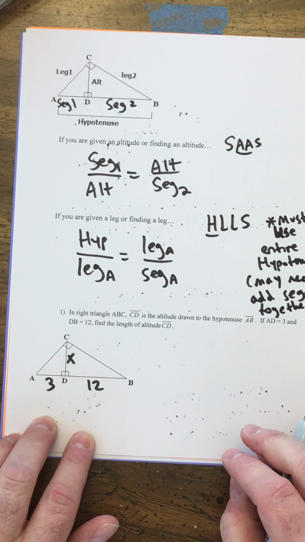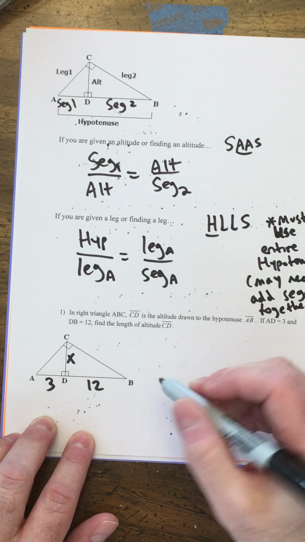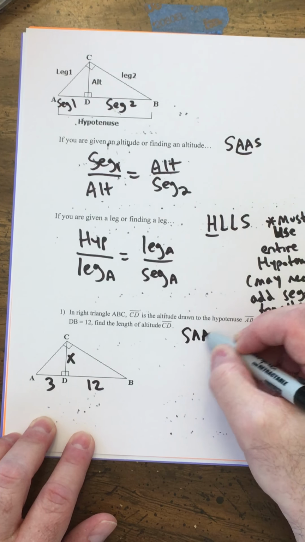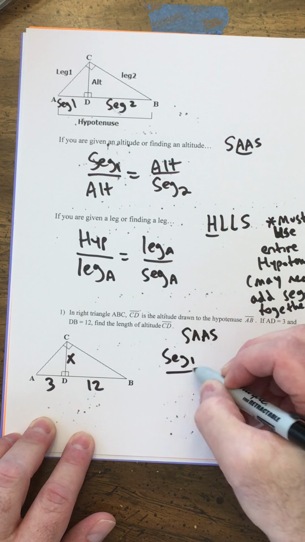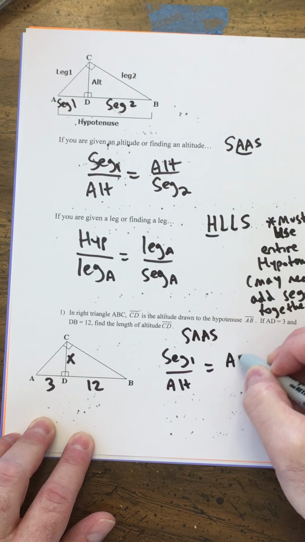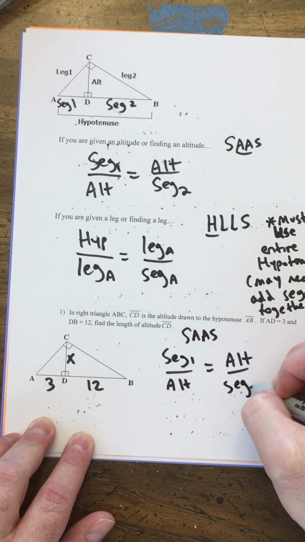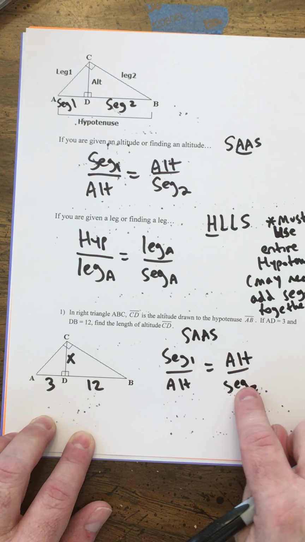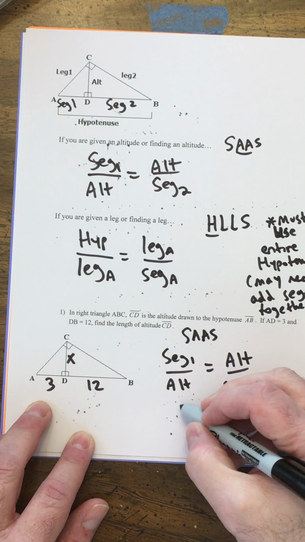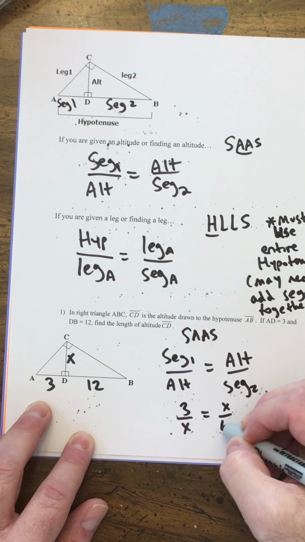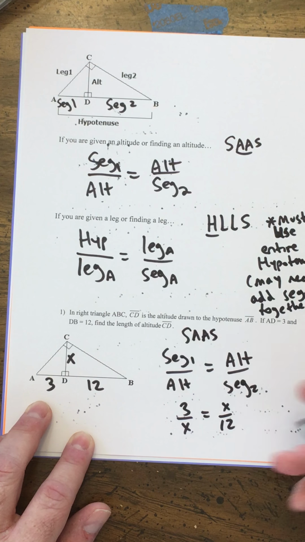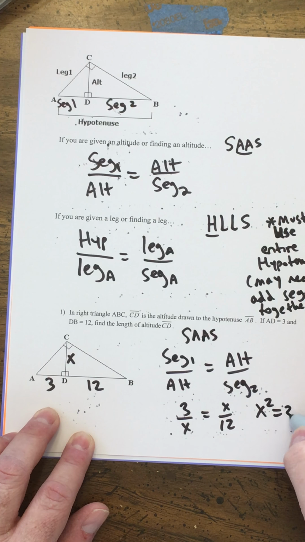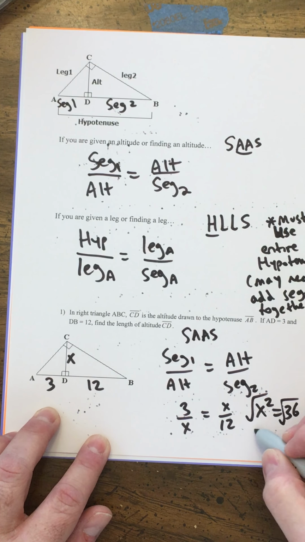All right, so how do we set this up? Very simple. We're going to follow that format. First of all, write down we're going to be using SAS. It's segment 1 over altitude equals altitude over segment 2. As I said before, altitude is going to be used twice. Each segment is going to be used once. 3 is to x as x is to 12. Cross multiply, this is a regular proportion. You get x squared equals 36. And you had to solve that. You get x is 6, therefore CD equals 6.